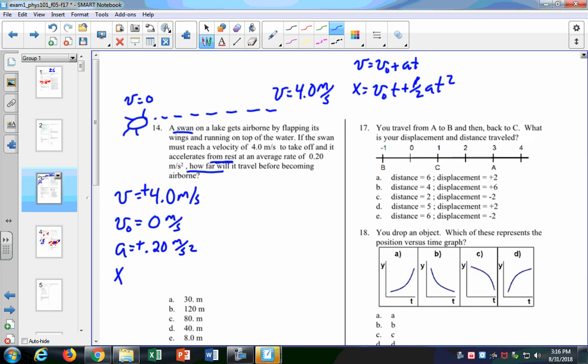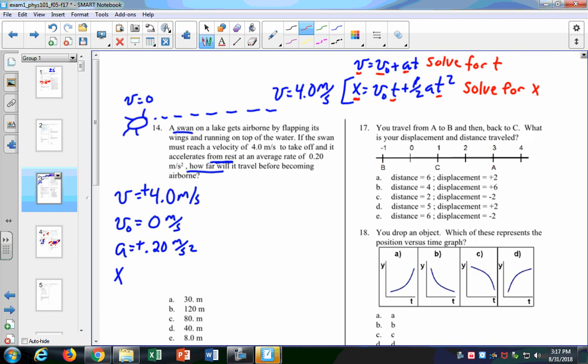Well, I know if I'm going to find X, that I have to use this. That's really the only way I can find X. But notice that I don't know T. I don't know X, and I also don't know T. And so I can't solve that equation for X, right? Because I don't know T. I have two unknowns. But I do know V, I know V naught, and I know A. And so now I develop this plan of attack. I first solve this for T, and then I solve this for X. Okay? You will have some problems that are two steps like that.